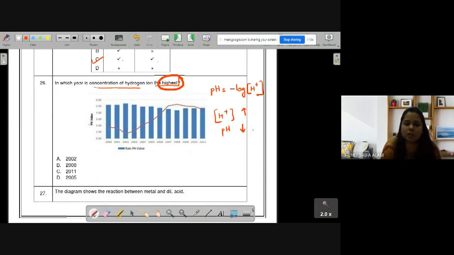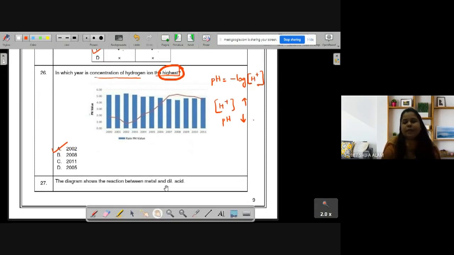So when we analyze the graph, we find that the pH value takes a dip, or it is a minimum, in the year 2002. So pH having minimum value in 2002 would have the highest concentration of H+ ion. So option A, 2002, would be the correct answer.